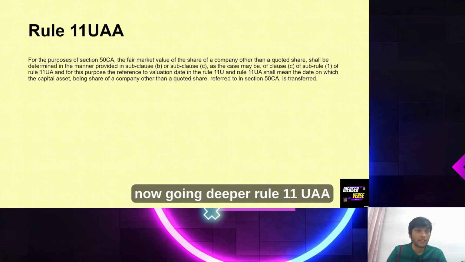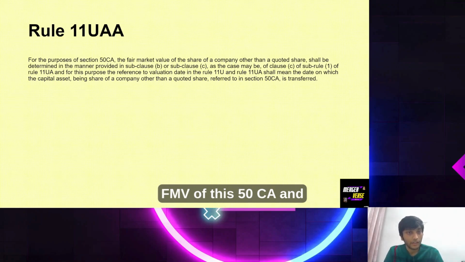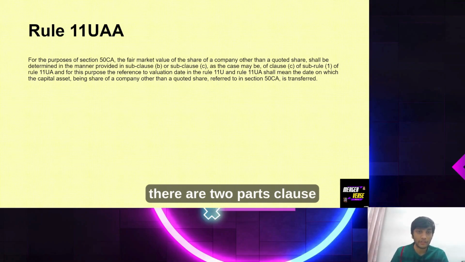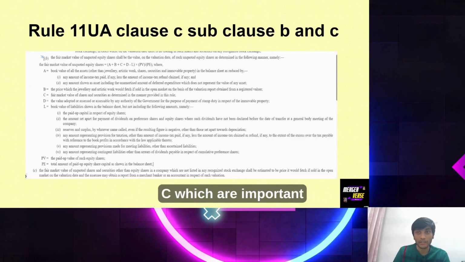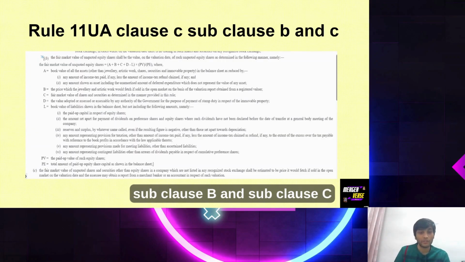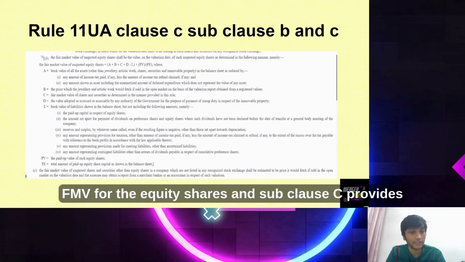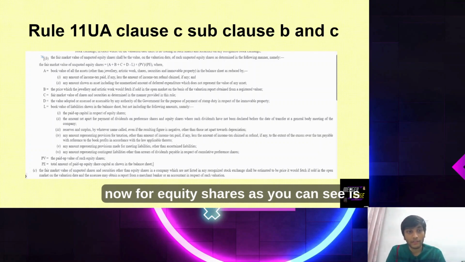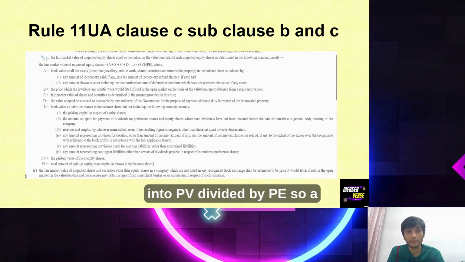Now going deeper, Rule 11UAA provides the method for calculation of FMV for 50CA, and Rule 11UAA links to Rule 11UA. And in Rule 11UA there are two subclauses of clause C which are important, subclause B and subclause C. So subclause B provides calculation of FMV for the equity shares, and subclause C provides calculation of FMV for the preference shares. Now for equity shares, as you can see, the formula is A plus B plus C plus D minus L into PV divided by P.